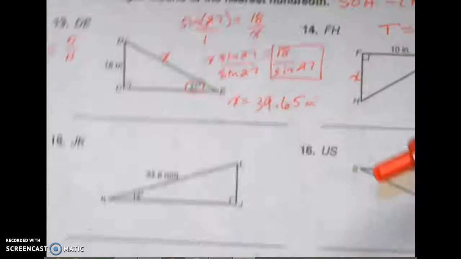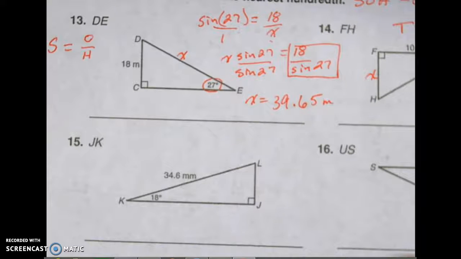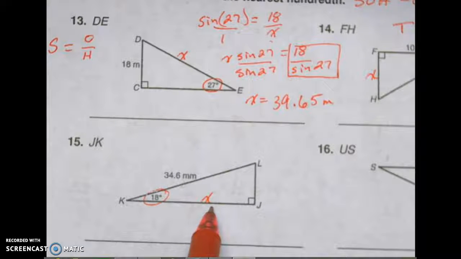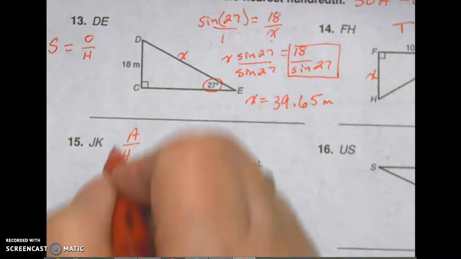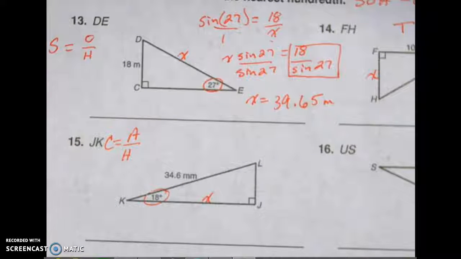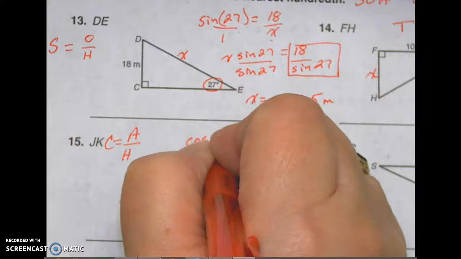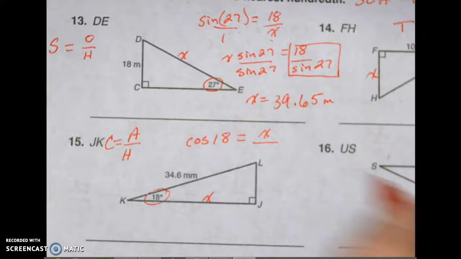If I look at question number 15, my question says to find the length of JK. So here's the x I'm looking for. Here's my angle of 18 degrees. So I notice I have an adjacent and a hypotenuse. When I look at adjacent and hypotenuse, that means I'm looking at the cosine function, CAH, so SOH CAH TOA. So as I'm setting up this problem, I'm going to set it up as the cosine of 18 is equal to the adjacent side, the x that I'm looking for, over the 34.6 for my hypotenuse.